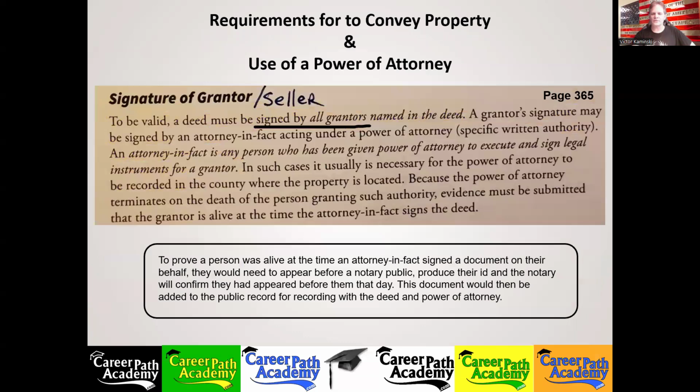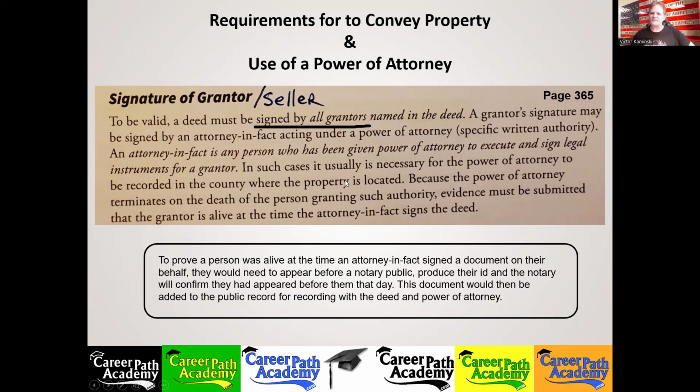And the signature of the grantor, the seller. Now there's an interesting note I put down here at the bottom. Requirements to convey the property. To be valid, a deed must be signed by all the sellers, all the grantors named in the deed. A grantor's signature may be signed by an attorney in fact under a power of attorney. That's that written authority that gives somebody the authority to sign documents on your behalf as if you were there standing in the room doing it yourself. So an attorney in fact is the person who you gave that power to sign documents on your behalf.